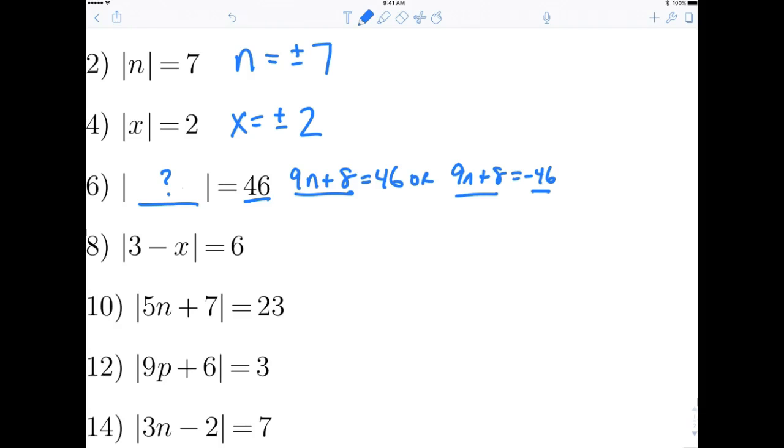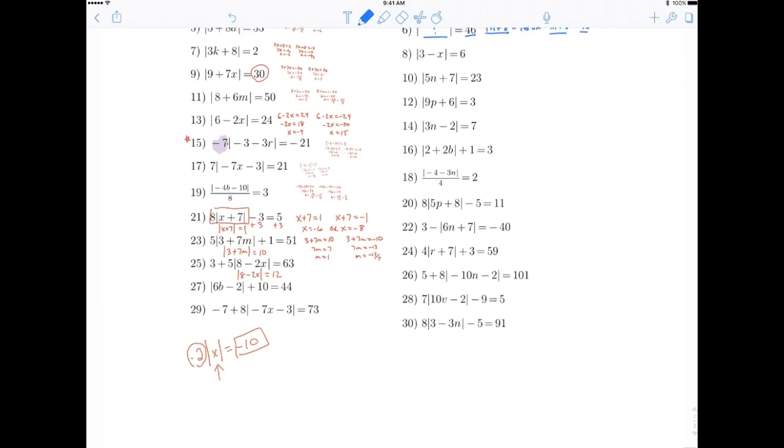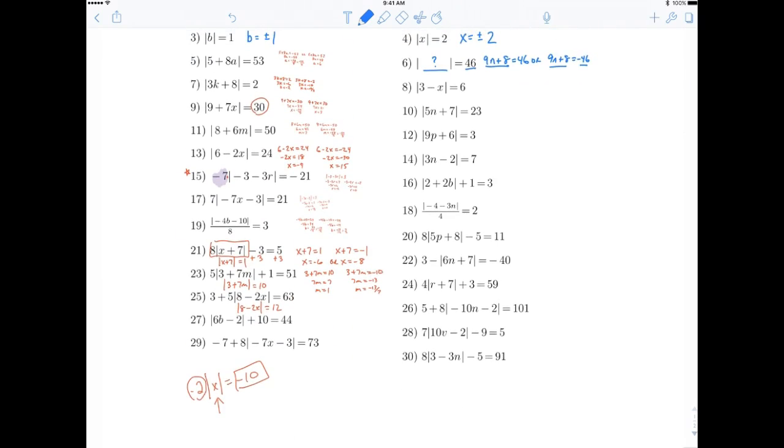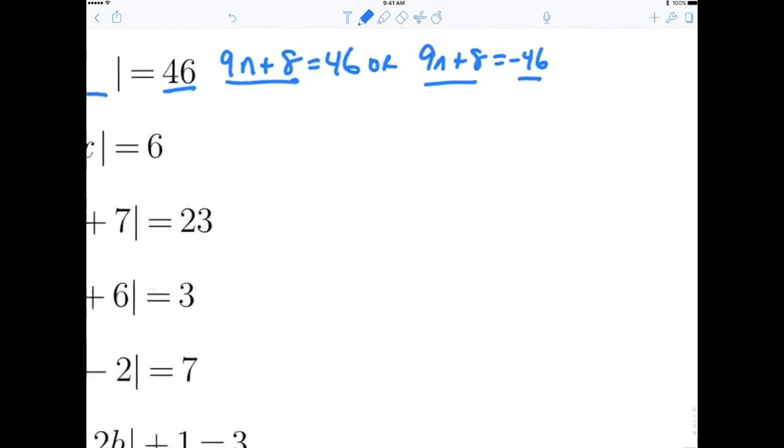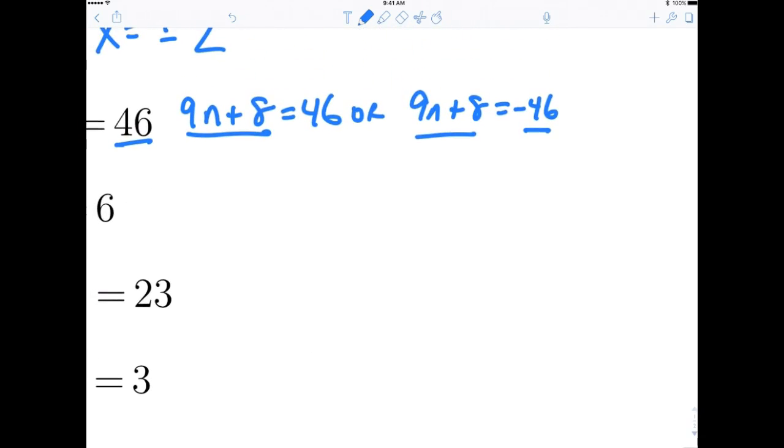Now, why do most kids hate absolute value problems? Because there's 2 answers. So instead of, if I look at this worksheet and see 30 problems, instead of 30 problems, there's actually 60 problems. Oh, great. So again, you set it equal to 46 or -46, and now we're practicing mental math.